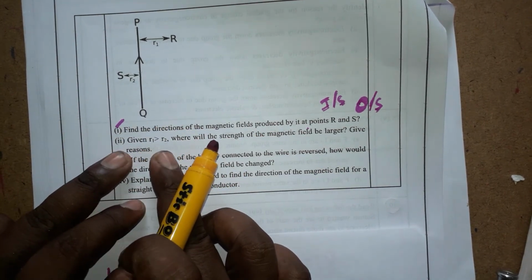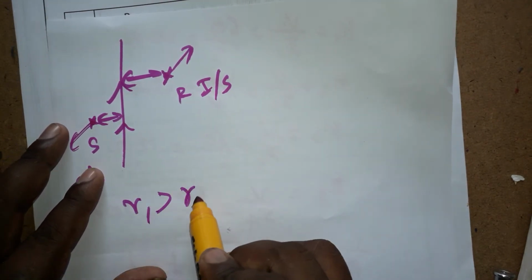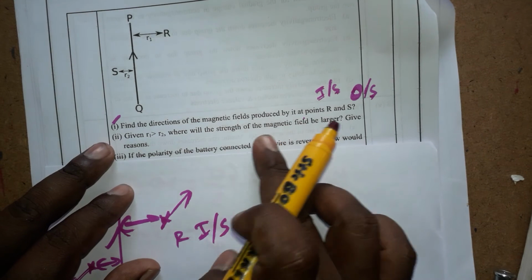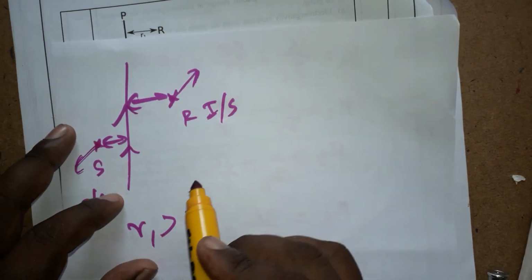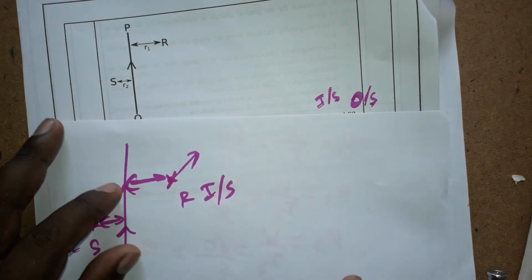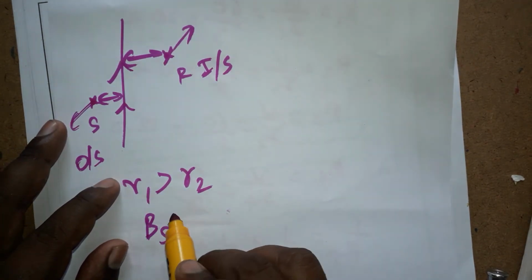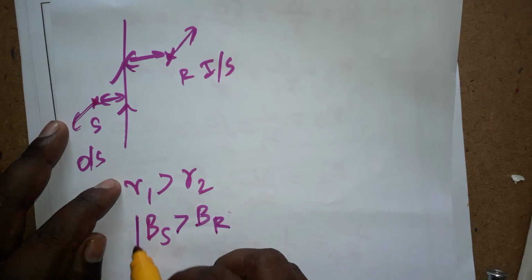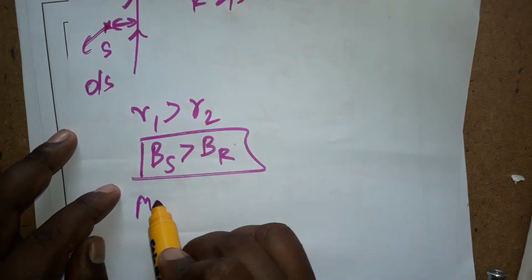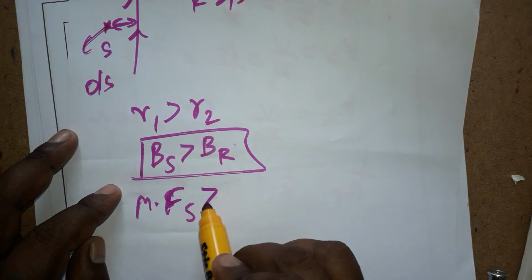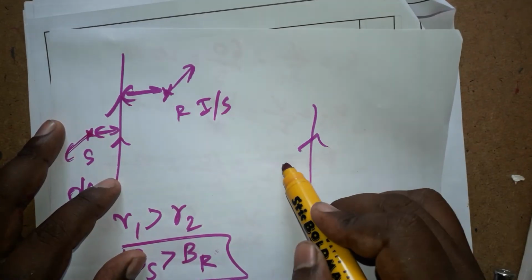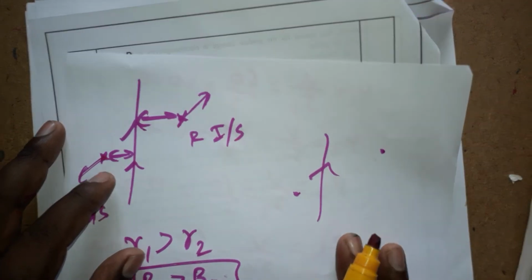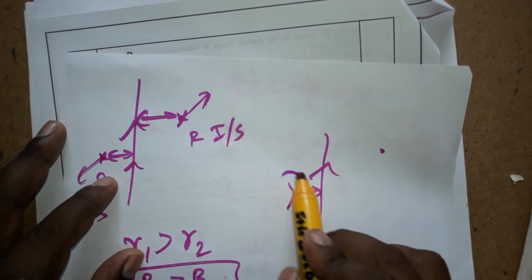Given that R1 is greater than R2, we know from the diagram and from the statement also. Where will the magnetic field be large? Give the reason. The magnetic field, B, at point S is greater than the magnetic field at point R. The reason is that S is closer to the wire, while R is at a little longer distance. That is the thing, so here the magnetic strength will be greater.